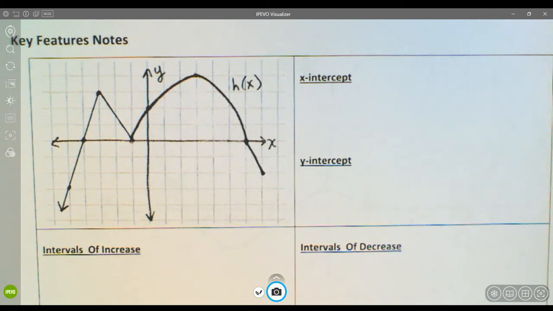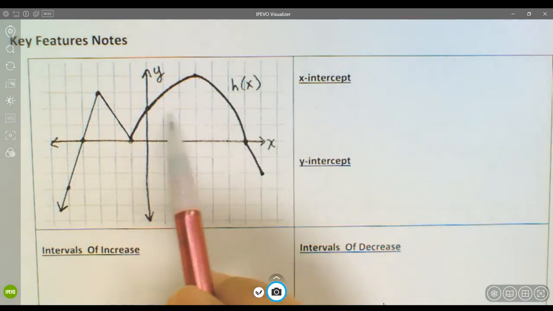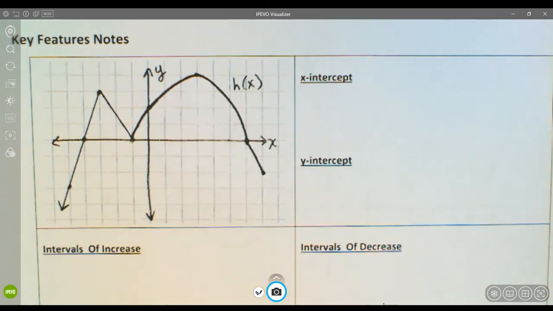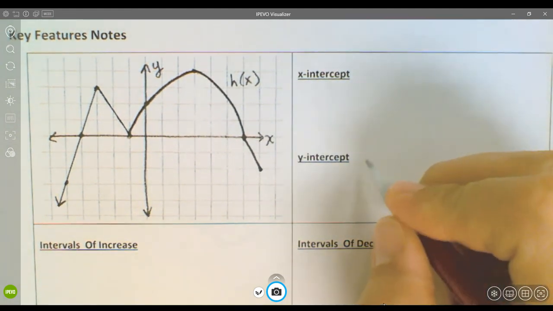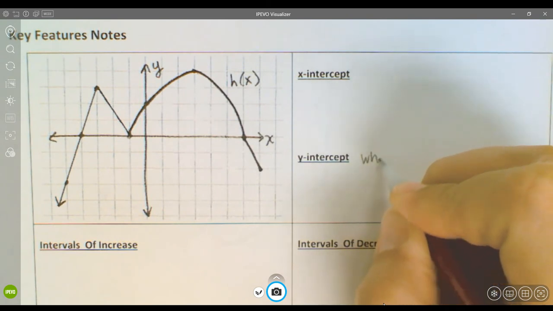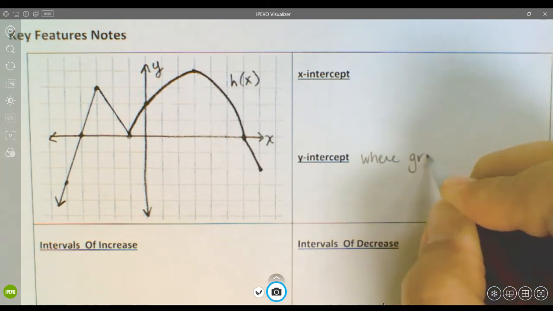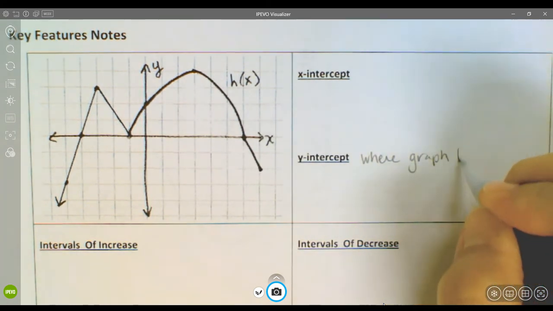I want to talk to you about key features of functions. Some of these you know, some of them are going to be new, some of them are built upon things that you already know. So, whenever we look at a graph, there are certain parts of it that you need to know. Two of them we've already discussed, well, sort of. We know what the y-intercept is. The y-intercept is where the graph touches the y-axis.